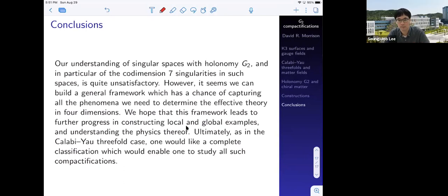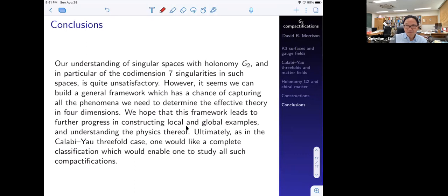Okay, other questions? So in the local case, for C2, we have SU2. We look at the finite subgroups of SU2, then divide C2 by those finite subgroups. Is there something similar in the G2 case, where we are looking at finite groups of G2 and dividing, say, R7 by those finite groups?